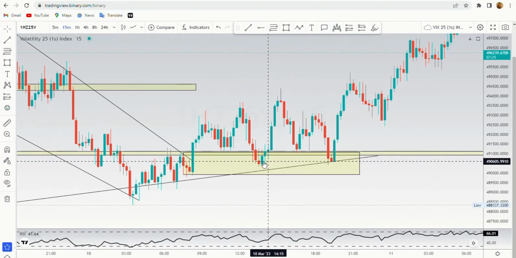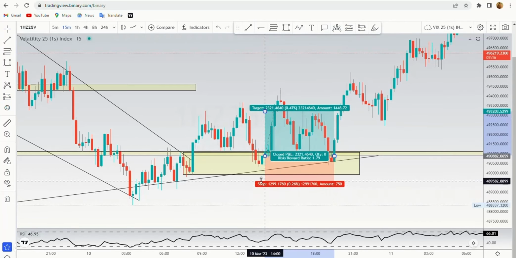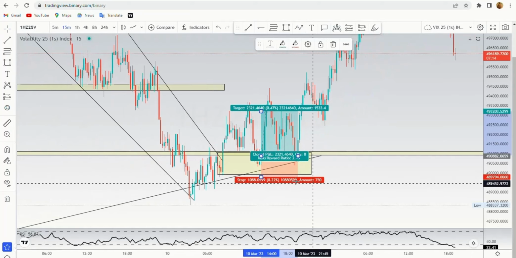As you can see it very well here, this was my engulfing bar, and when I got this engulfing bar, I just put my entry. This is where I got my entry, and my stop loss just below my zone that I had put. This is my point of interest.